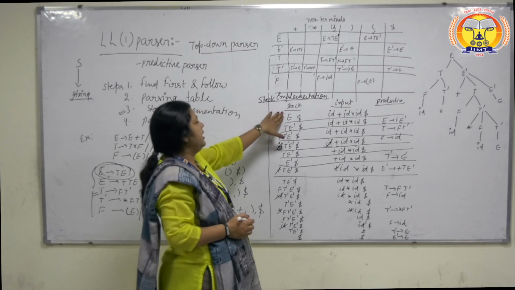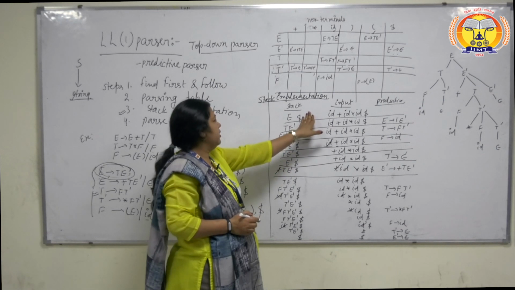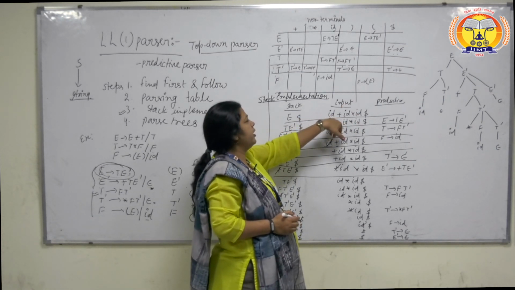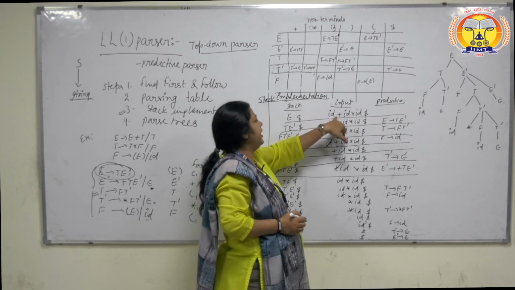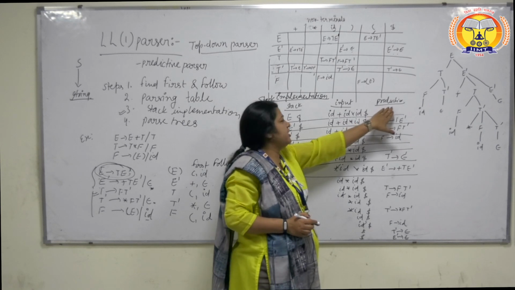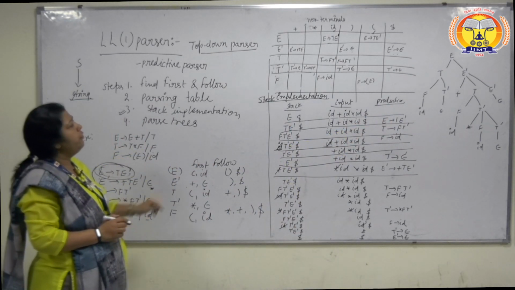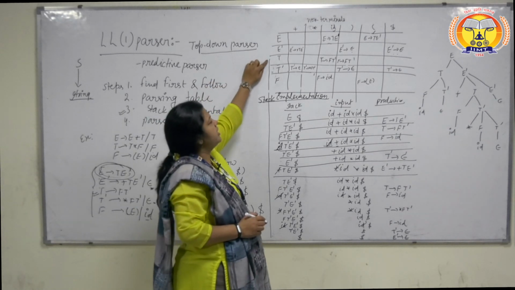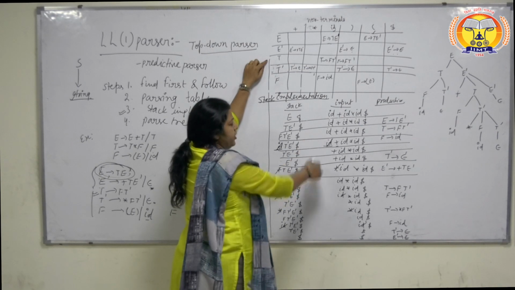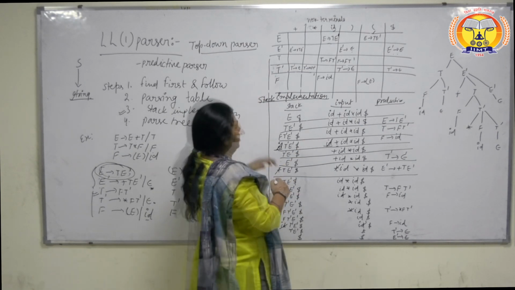There is a stack. In the stack, as you know, there is always a dollar at the bottom of the stack. Input, we consider here the input string given as ID plus ID asterisk ID, and in the first step initially there is no production we are using. Now we will refer to this table to implement this. We will parse this string and check whether the string is accepted or not.